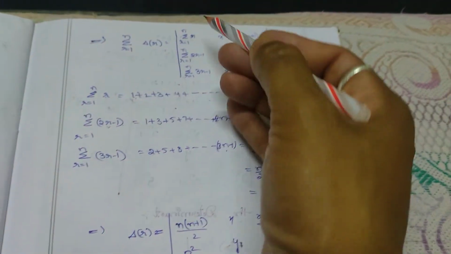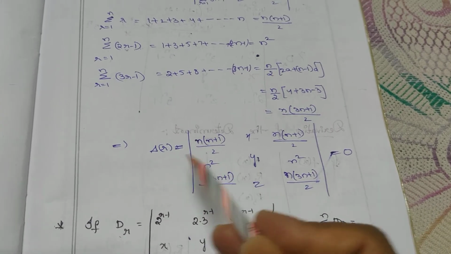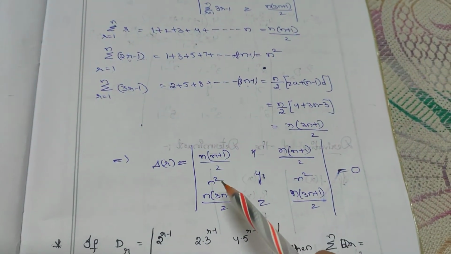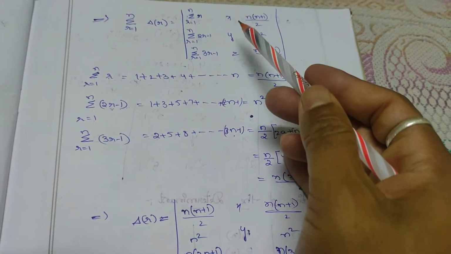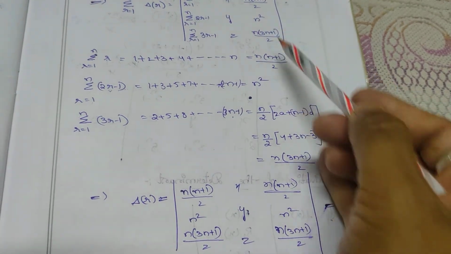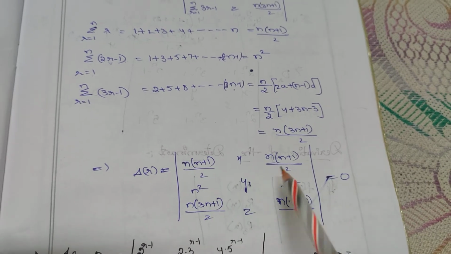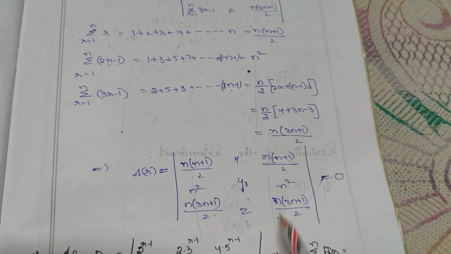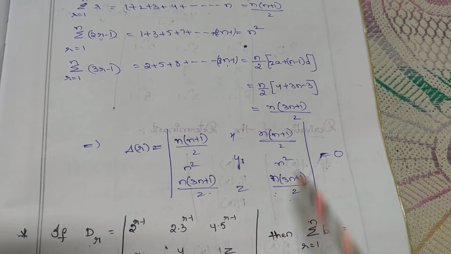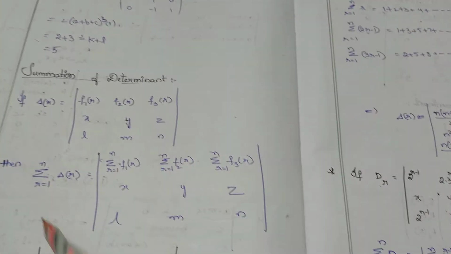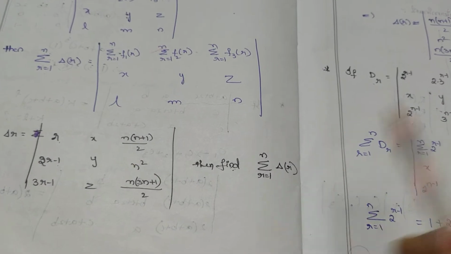So now you substitute in this first column. So delta of r is equal to: first entry n into n plus 1 by 2, second entry n square, third entry n into 3n plus 1 by 2. The second column is xyz, and the third column is n into n plus 1 by 2, n square, n into 3n plus 1 by 2. Once you check the columns, the first column and third column are identical. So if two columns or two rows are identical, then the determinant is equal to 0. So that's why this value becomes 0. Sigma r is equal to 1 and delta of r is equal to 0.